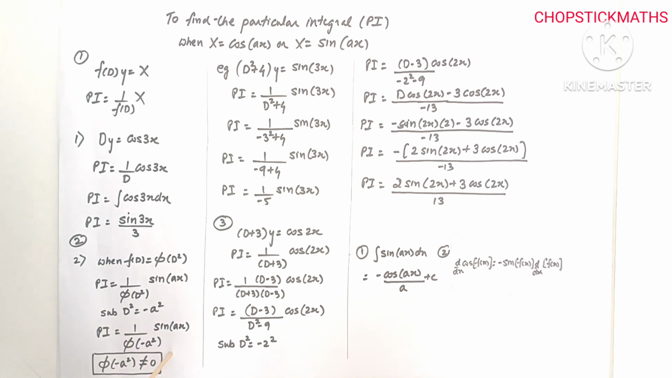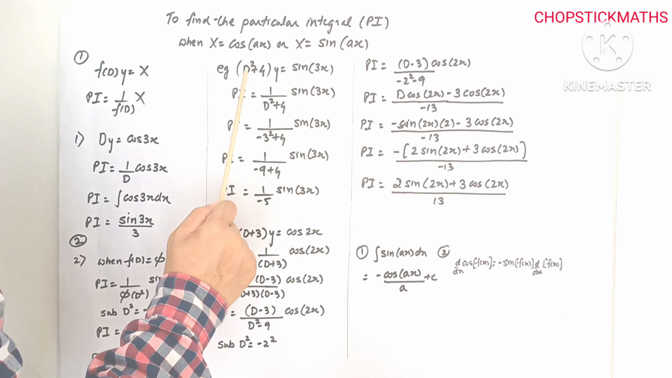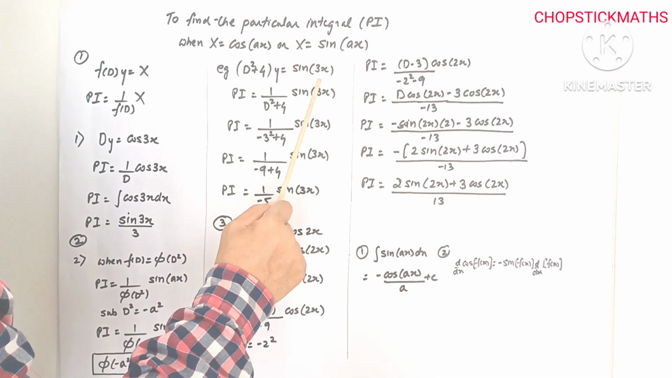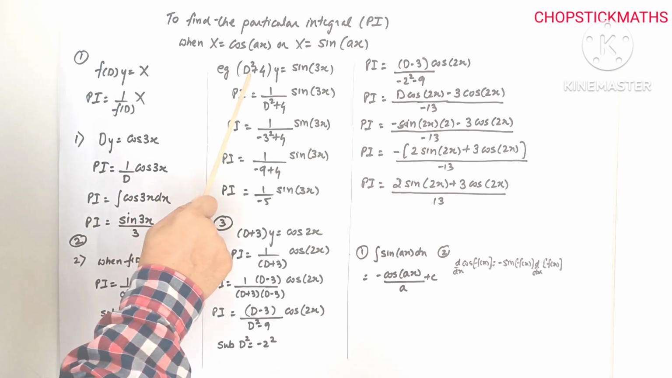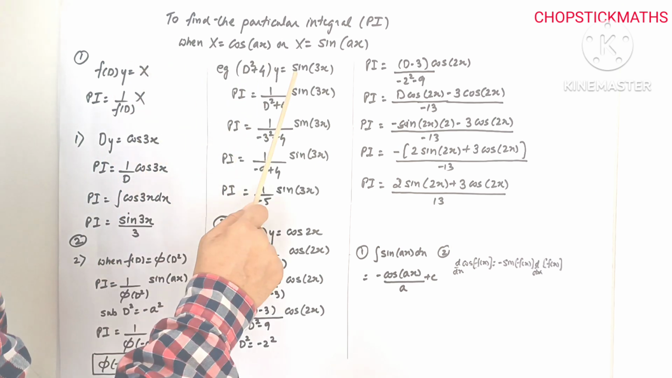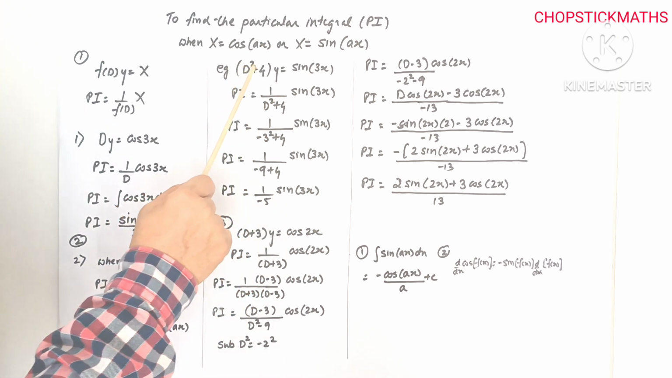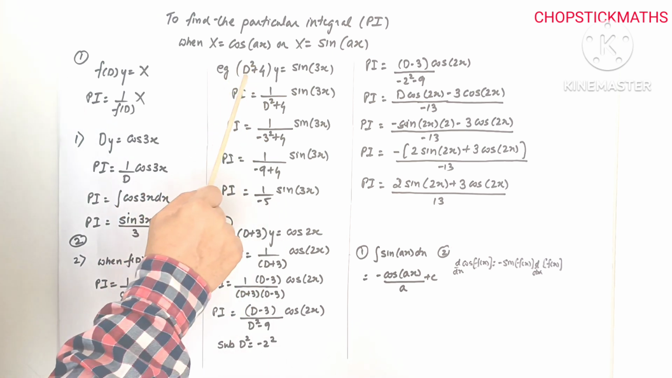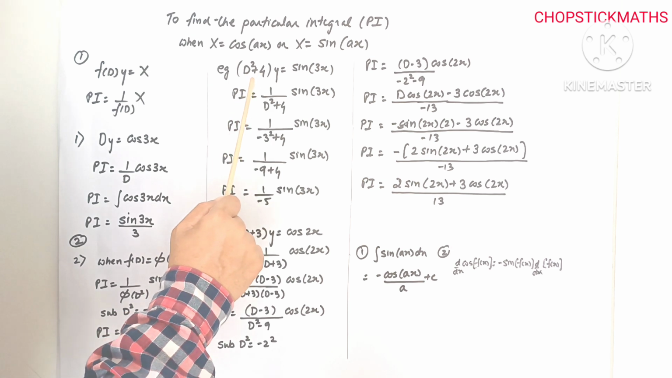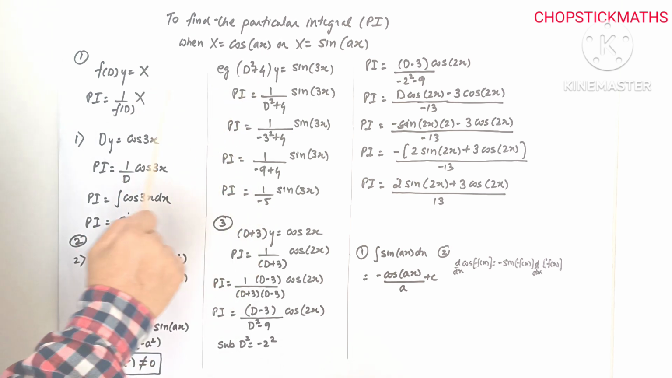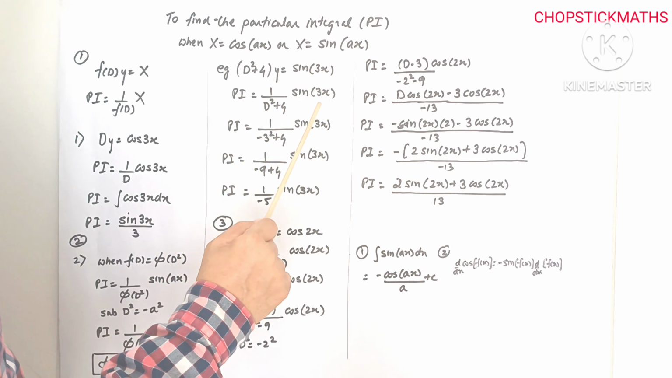Now based on this, let us consider one example. The given differential equation is D square plus 4 into y is sin 3x. If you compare with this, f of D is D square plus 4 and capital X is sin 3x. Now, we see that f of D is a function of D square, that is phi of D square is equal to D square plus 4. So, the particular integral will be 1 upon D square plus 4 into sin 3x.